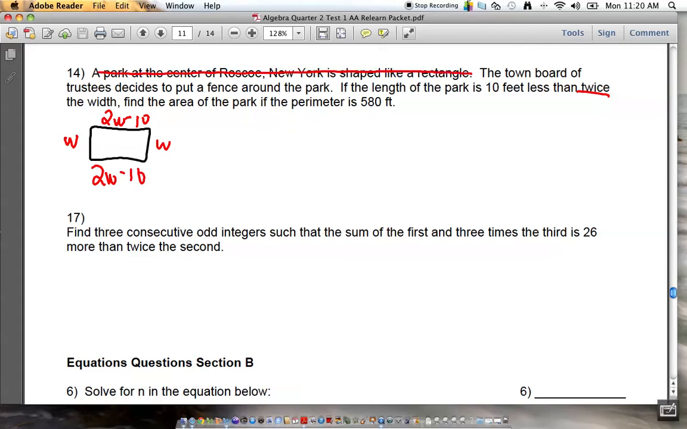So this is also going to be W, that's also going to be 2W minus 10. I can start crossing it out. The rectangle, the town board, I don't care. Put a fence around the park, great. If the length of the park is 10 feet less than twice the width, I got all of that. Now, it says here the perimeter is 580.